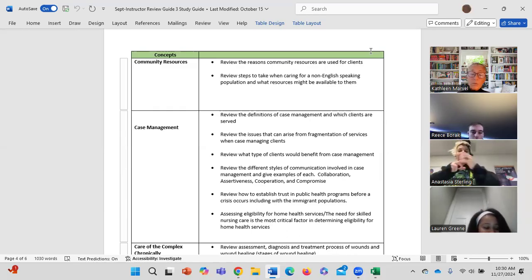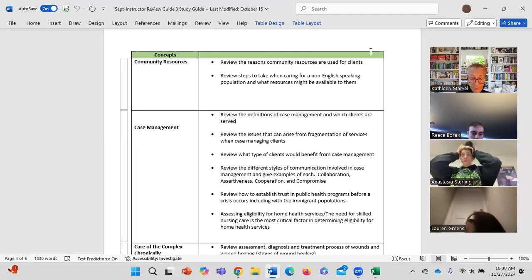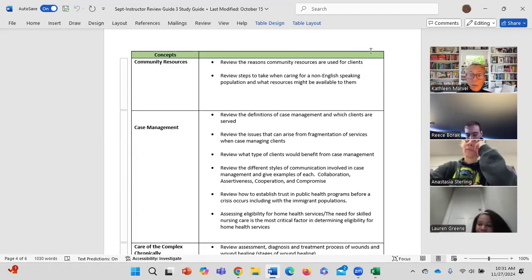So simply what I want you to know about community resources is having the ability to provide resources in a variety of settings. Okay, what do you do when you're caring for a non-English speaking population? And what resources might be available to them? What do you do? Who might you seek out for help? Translators, community leaders, trusted people in the community that maybe are working with a population.